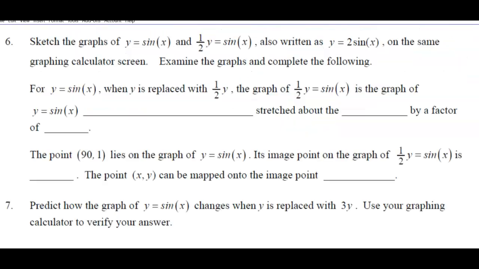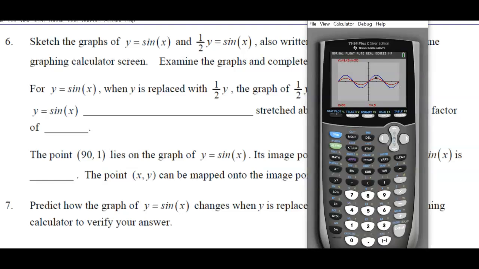Okay, so here it says sketch the graphs of y equals sine x, and I have y over 2 equals sine x. So remember, we solve for y, we get the 2 in front. I'm going to delete, okay, y equals 2 sine of x. So based on the last one, you can probably guess that it's going to be higher and lower, right? Stretched out vertically.